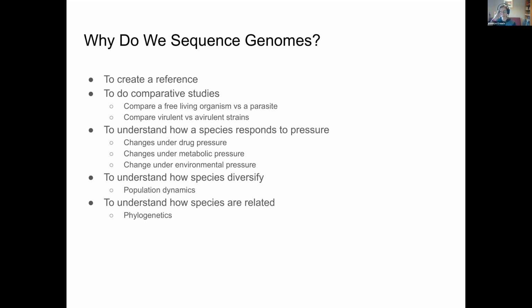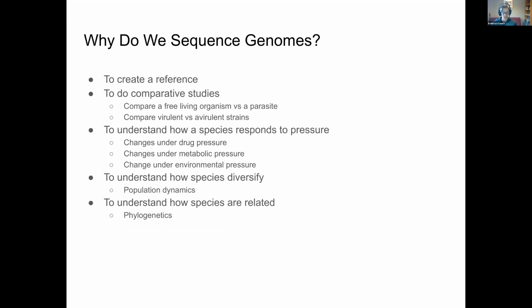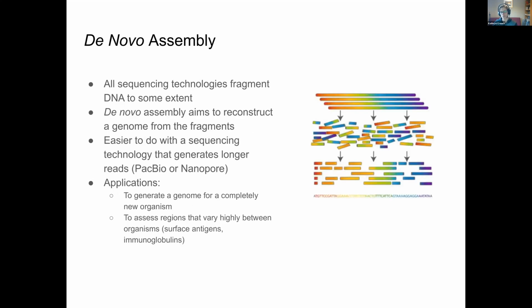And there are obviously whole fields of study that examine how species diversify and how species are related. And SNP calling is a very important part of those fields of study as well. So when you get whole genome sequencing, there are really two routes you can take with it. The first of those is to do de novo assembly.